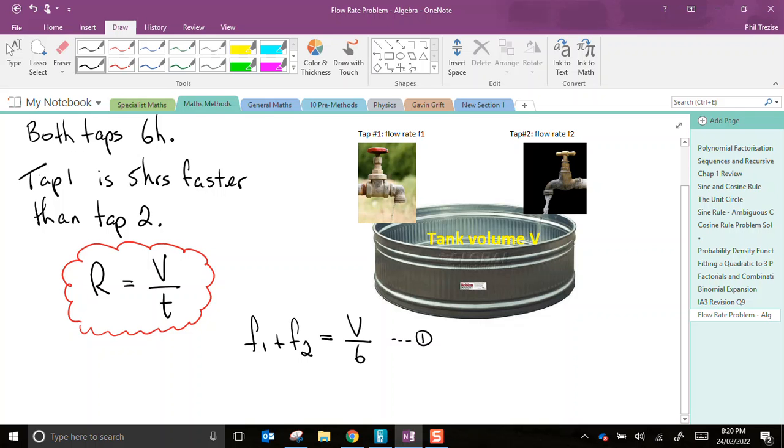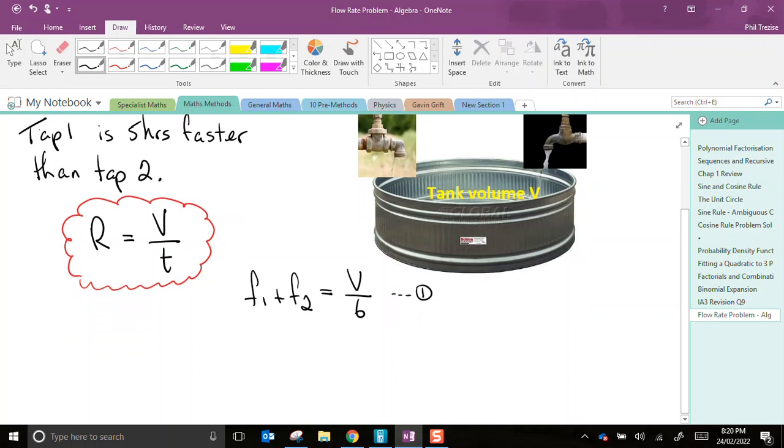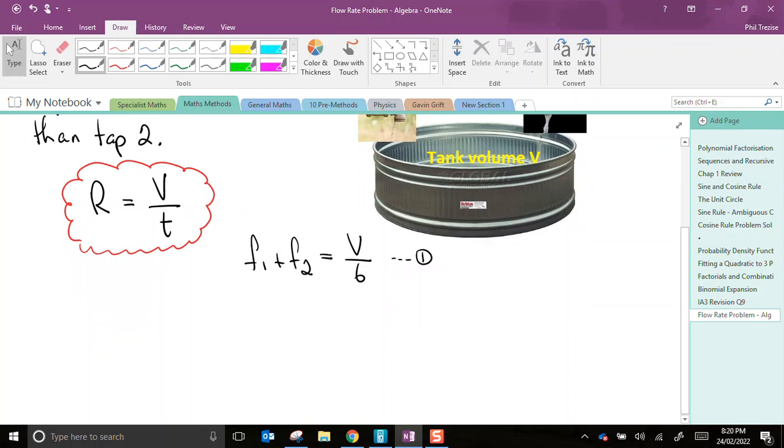Now let's start thinking about the taps individually by themselves. So we can have a bit of a go here. If tap number one was running by itself, the rate would be F1. That's the total volume of the tank divided by some unknown time. But now I'm just going to assume that tap number one is the big tap and tap number two is the small tap. So I'd have a similar sort of equation going on for tap number two. It would be the volume divided by the time.